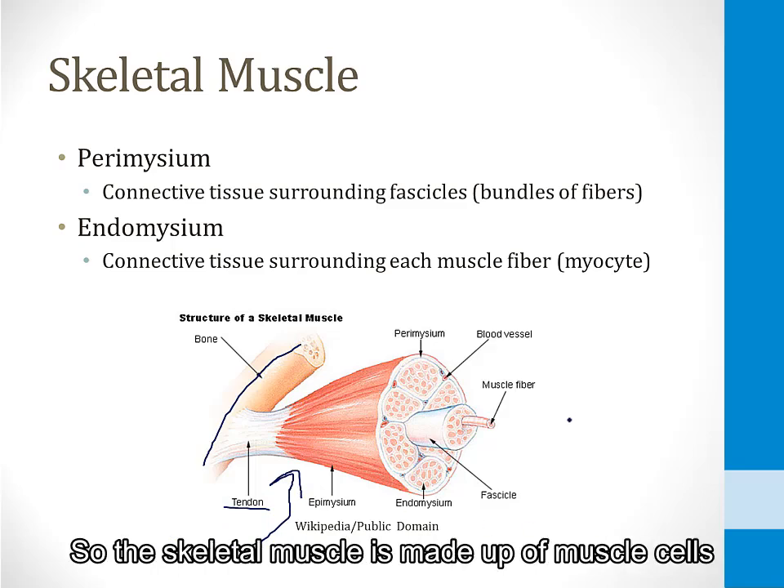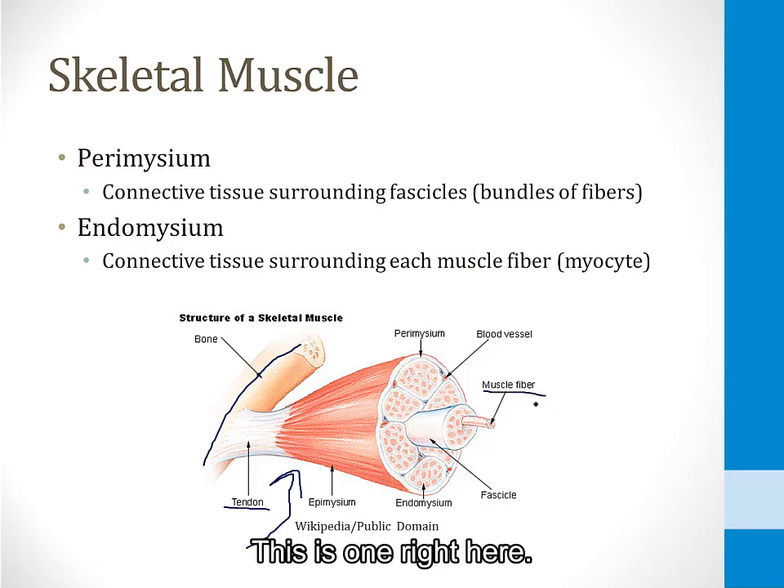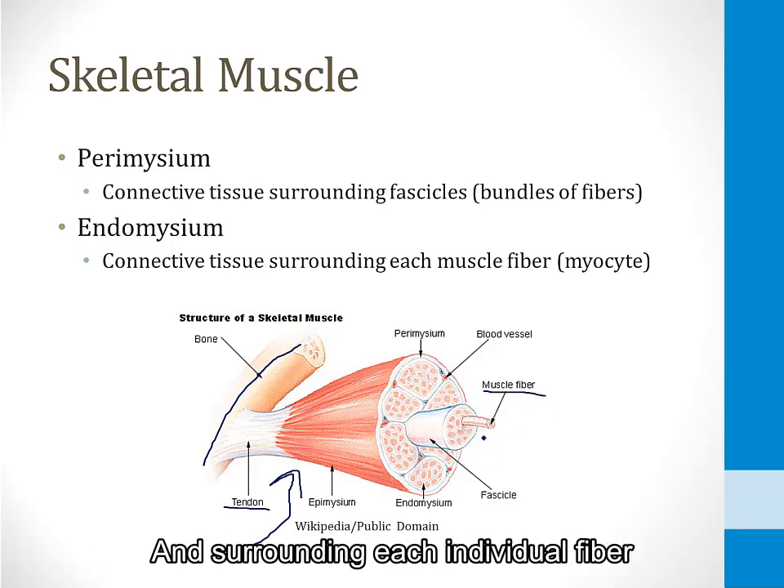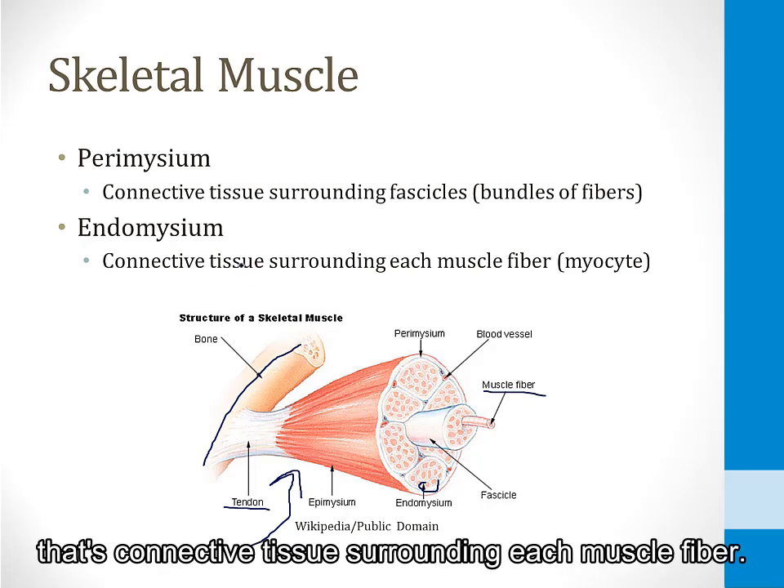So the skeletal muscle is made up of muscle cells or myocytes. They're also called muscle fibers. This is one right here. And surrounding each individual fiber is a layer of connective tissue called the endomysium. That's connective tissue surrounding each muscle fiber.